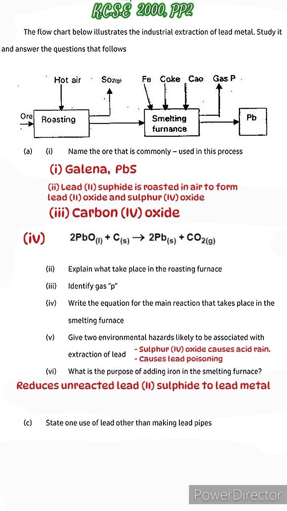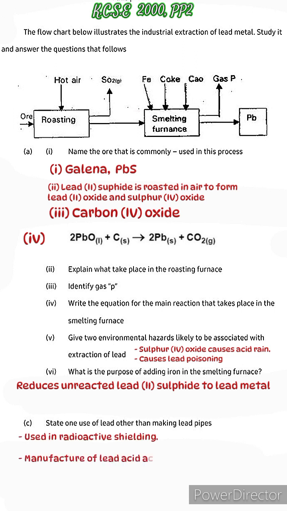Last one, state one use of lead other than making of lead pipes. So lead has several uses, such as being used in radioactive shielding. It's used in the manufacture of lead acid accumulators, making roofs, etc.